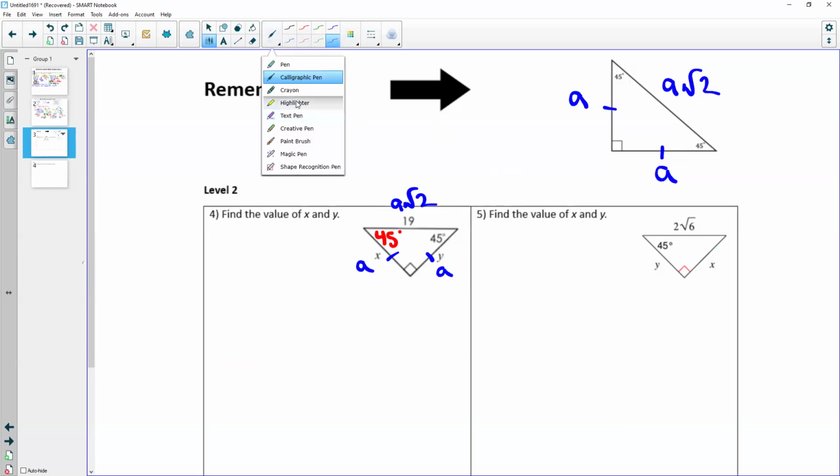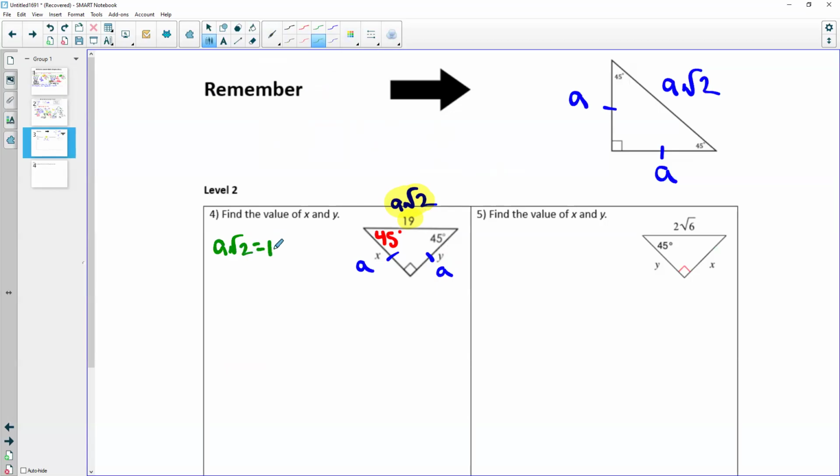And so as we focus our attention here, the side length they gave us was 19, which represents our A root 2 side. So the equation that we're going to write is going to say that A square root of 2 here is equal to 19 based off of the given side length, right? And so if I want to solve for X, I need to find out what A is. So this equation that says A times the square root of 2 is equal to 19, we're going to solve this for A. So to cancel out the times square root of 2, we're going to do the opposite, which is to divide square root of 2 on both sides. That cancels, leaving us with A is equal to 19 over the square root of 2.